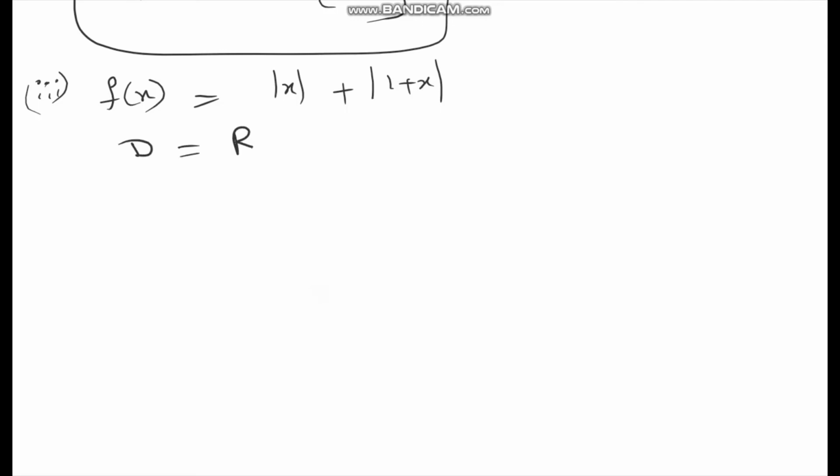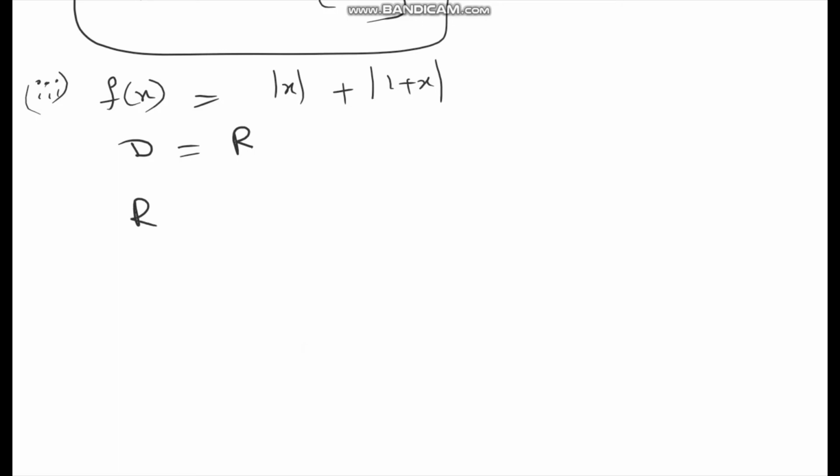Third question is f(x) = |x| + |1 + x|. We need to find the domain and range for this. Domain can be anything here. It is defined for all the real numbers.